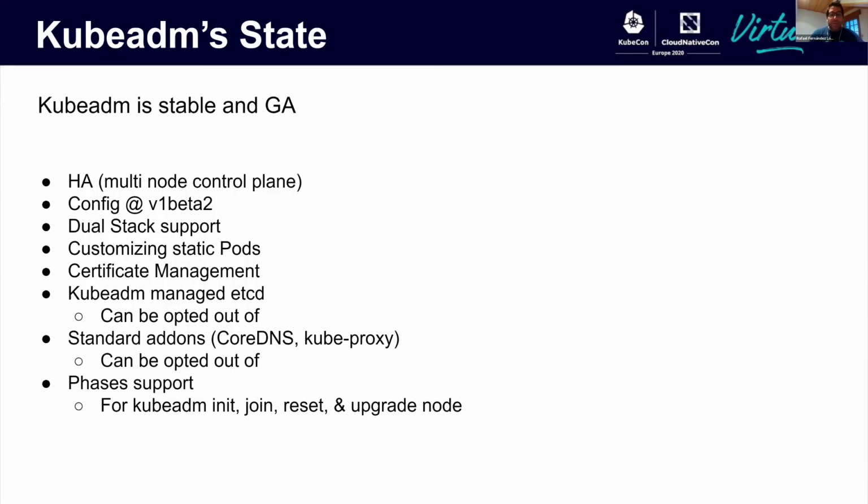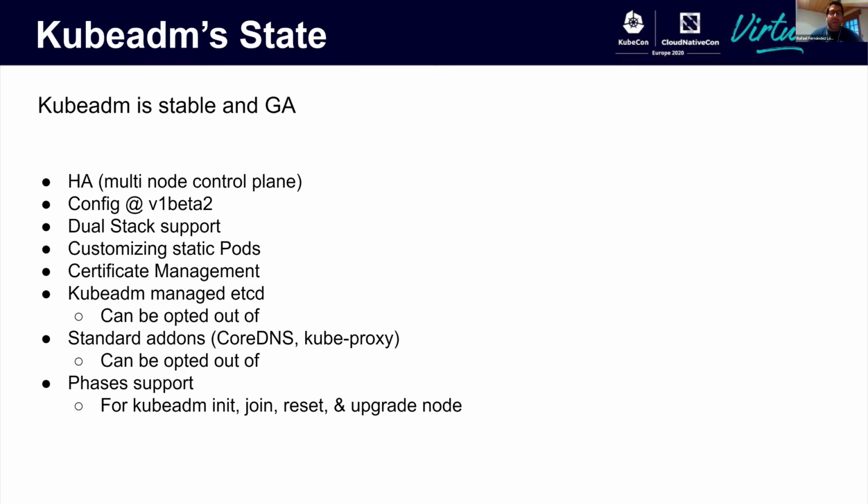So what is the current state of the project? Right now, Kubeadm is stable and is GA. It supports HA environments. We are also testing this on our CI. Our configuration is right now at the v1beta2 version. We are in discussions to introduce a v1beta3, but we are really conservative on the changes that we make to the configuration. It has dual stack support. You can also customize your static pods.